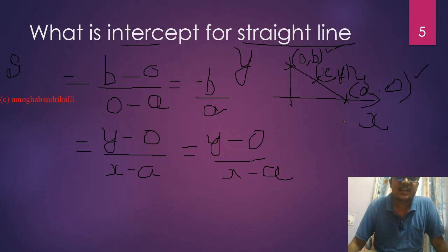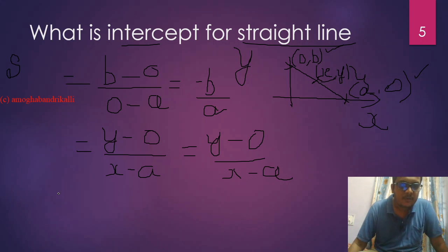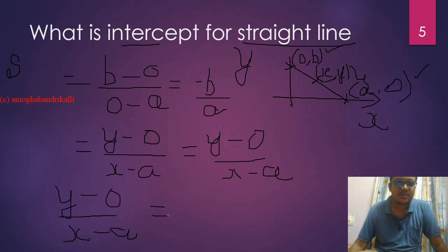So now we can equate this. Here we are having one part and this is the full part. So we are equating the values. These two are always equal to each other. So I am just equating it: y minus 0 whole divided by x minus a will be equal to the slope of the line, minus b divided by a.